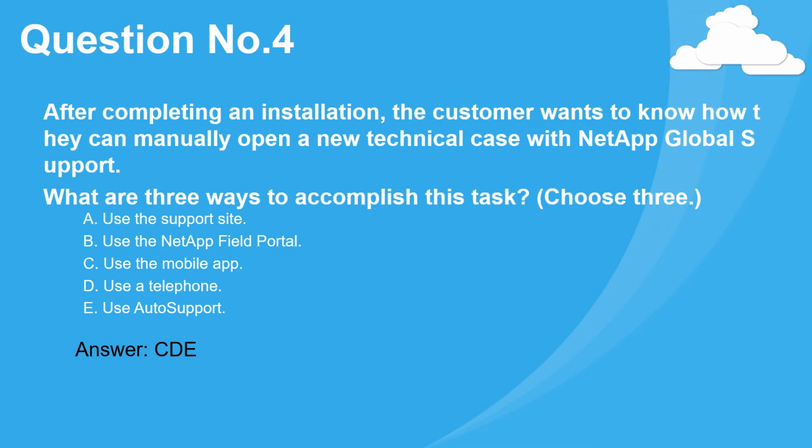Question number 4. After completing an installation, the customer wants to know how they can manually open a new technical case with NetApp Global Support. What are 3 ways to accomplish this task? Choose 3. A. Use the support site. B. Use the NetApp field portal. C. Use the mobile app. D. Use a telephone. E. Use AutoSupport. Answer. C, D, E.